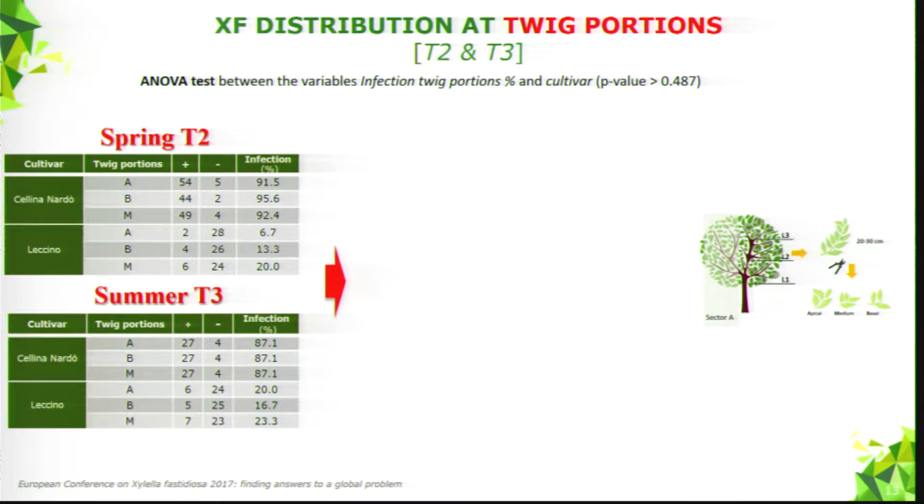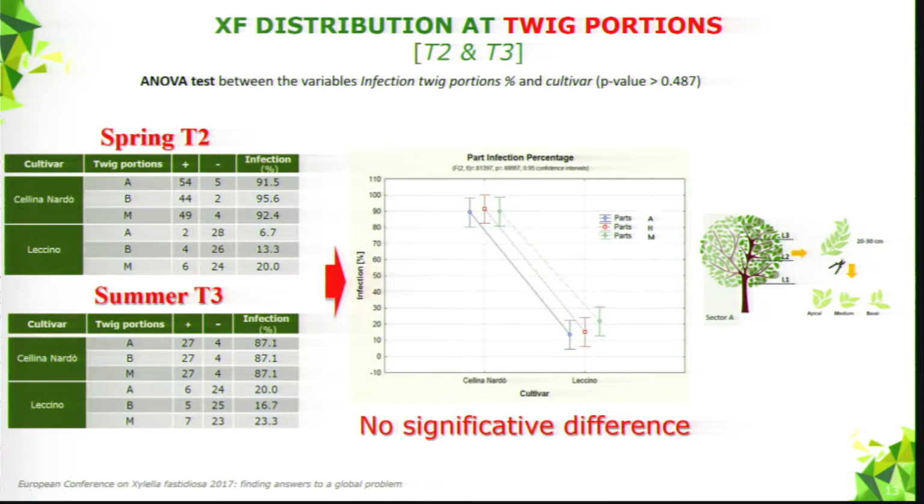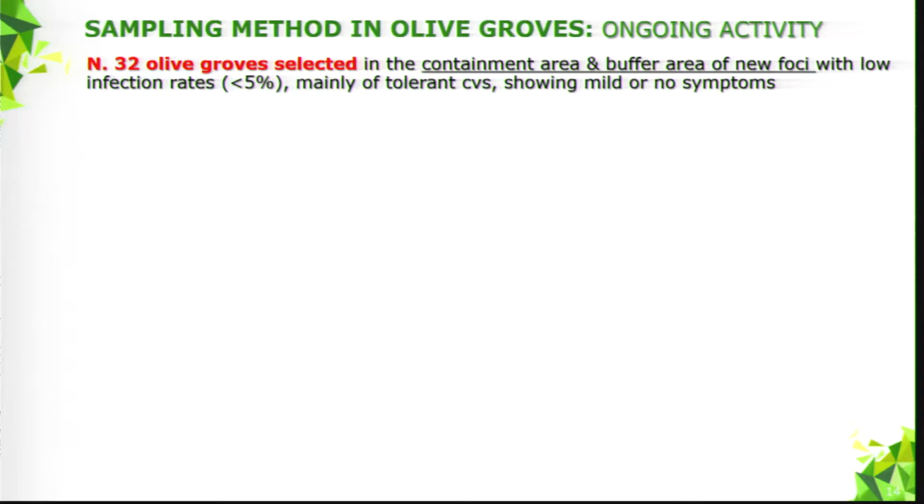And now, regarding the twig portions, in the two time intervals, spring and summer collection time, we didn't find any significant difference. This shows that the 20 centimeter twigs that we already have as a protocol for sampling are enough for detection, without any preference for the twig portion. The only thing, of course, is that we have to be sure they also contain mature leaves. And so the sampling method in olive groves is an ongoing activity.